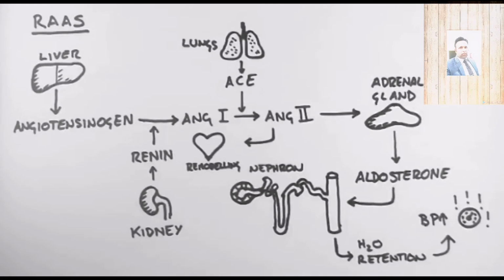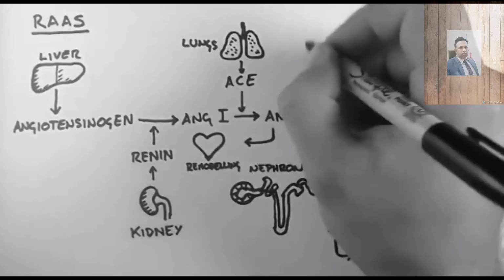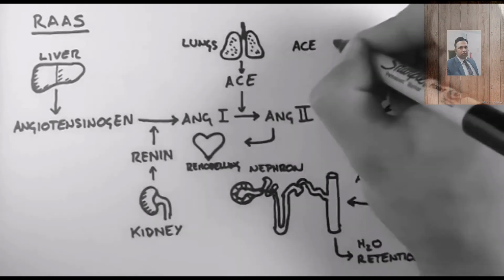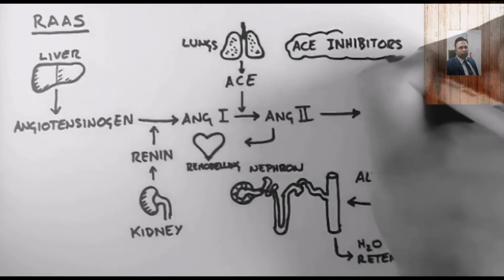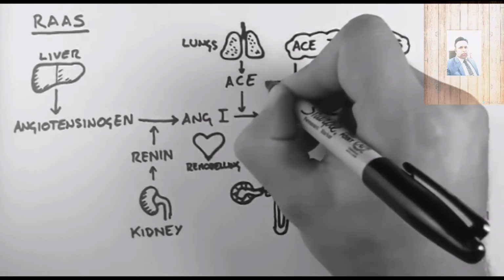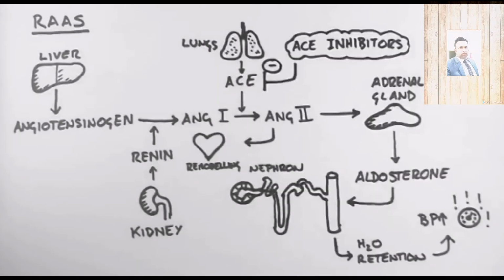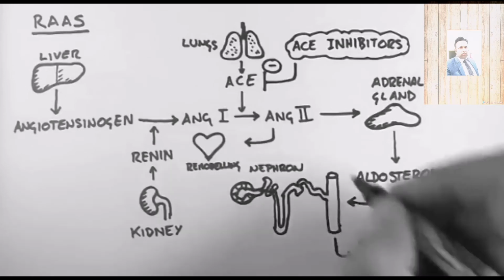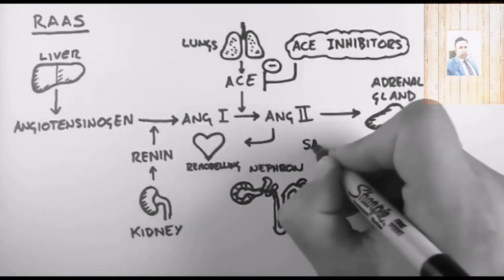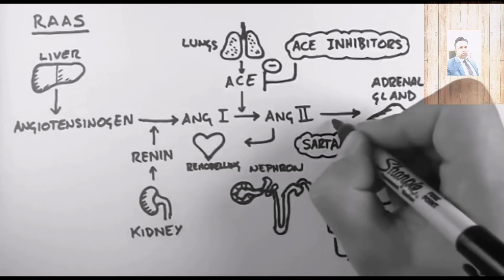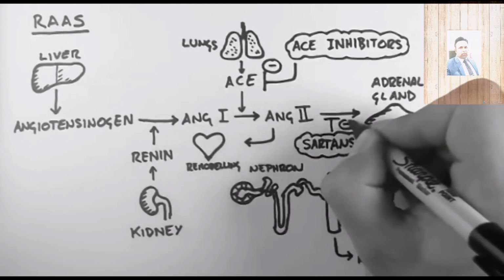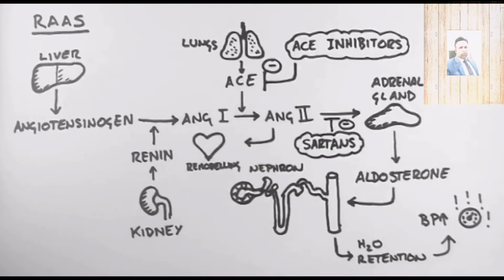So let's have a look at some drugs which we can use to affect this pathway. The most common drugs are the ACE inhibitors. So these are the angiotensin converting enzyme inhibitors. So obviously these inhibit ACE. The next group of drugs are called sartans, or angiotensin 2 receptor blockers, also known as ARBs, and they stop the effects of angiotensin 2.